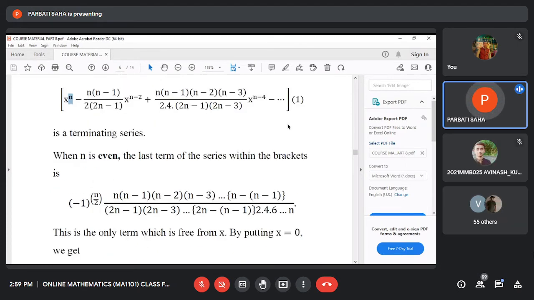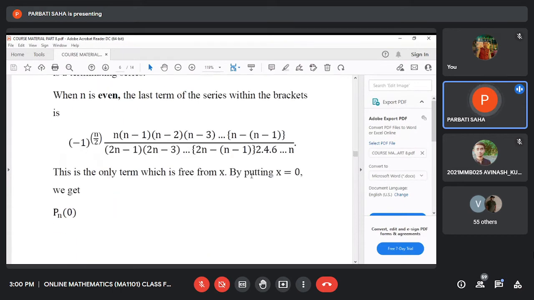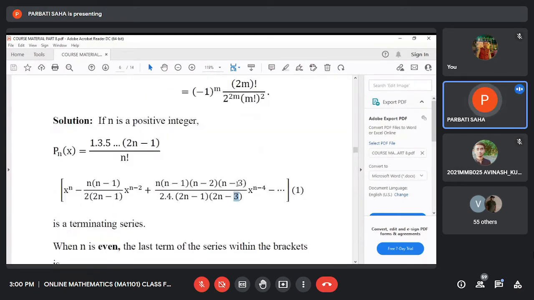So in the last term, if n is even, the last term should contain x to the power n minus n, that is 0. If it is n minus n, to obtain x to the power 0, then the last factor should be n minus 1. This should be n minus 1. Okay, and so it looks like this. If it is n minus 1, it is x to the power n minus n. This is n minus 1.